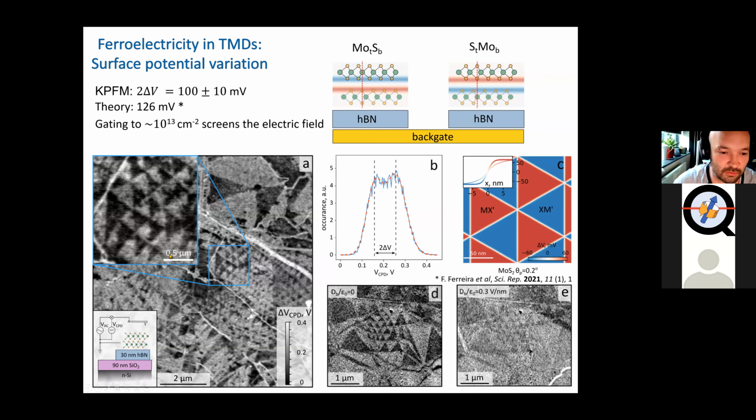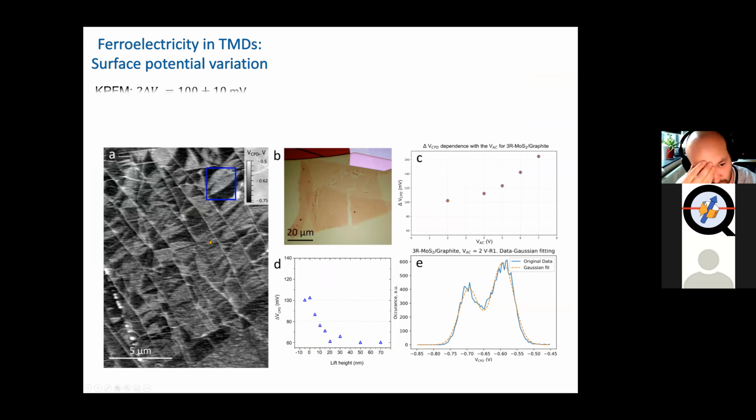So here's a sample on graphite. The previous sample was gated on boron nitride. This one is on graphite. We see a very similar thing, the same value of potential, about 100 millivolt between the domains. What is interesting here is that we can switch it with a double gated structure, but can we switch or control it with the tip? The answer to that is yes, but it's not very controllable.